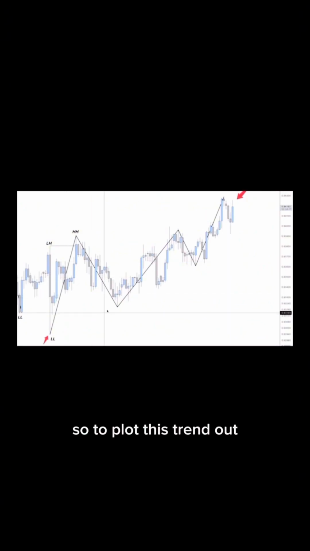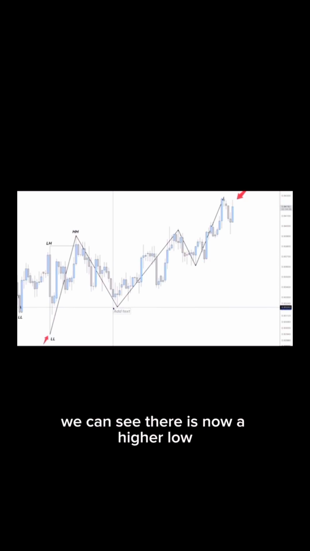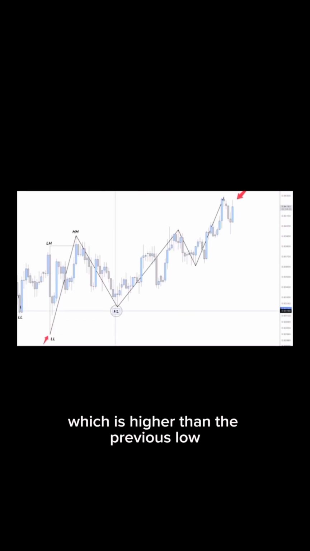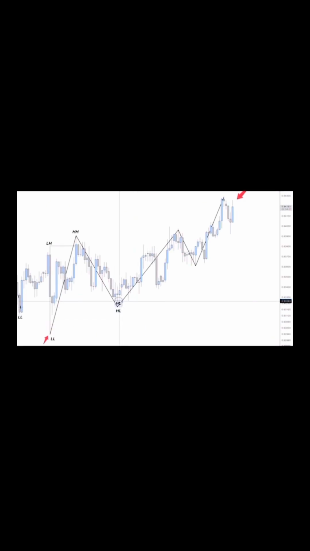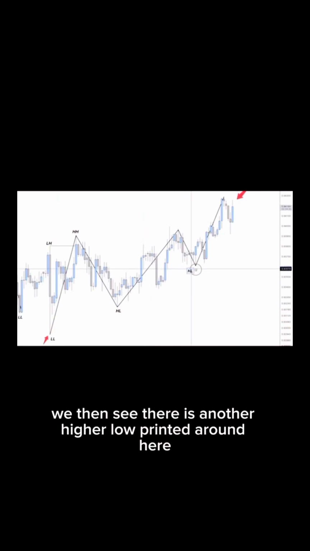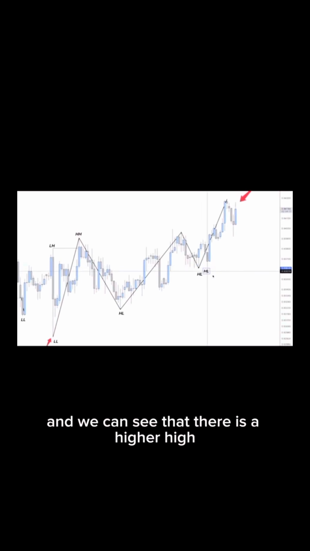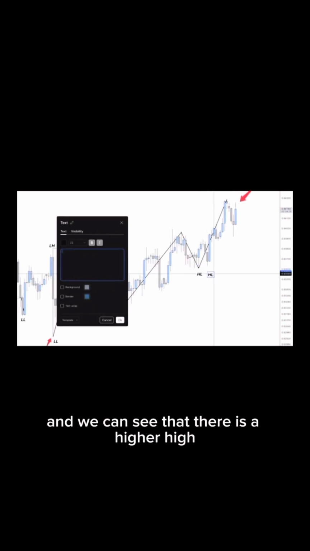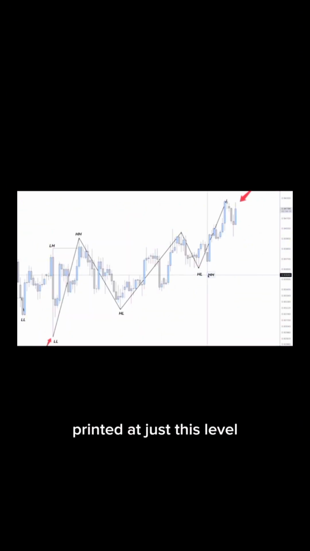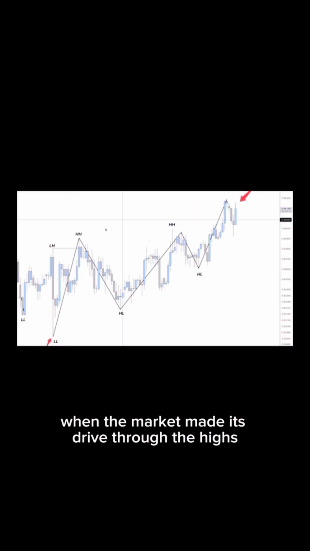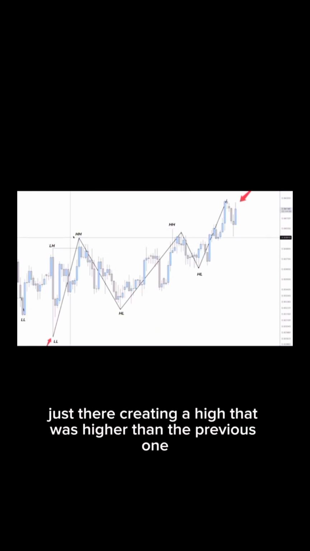So to plot this trend out, we can see there is now a higher low, which is higher than the previous low. We then see there is another higher low printed around here, and we can see that there is a higher high printed at just this level, when the market made its drive through the highs, just there creating a high that was higher than the previous one.